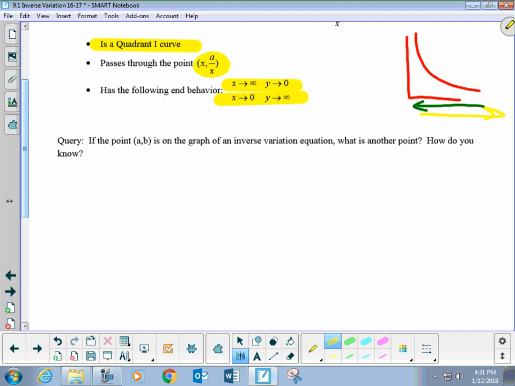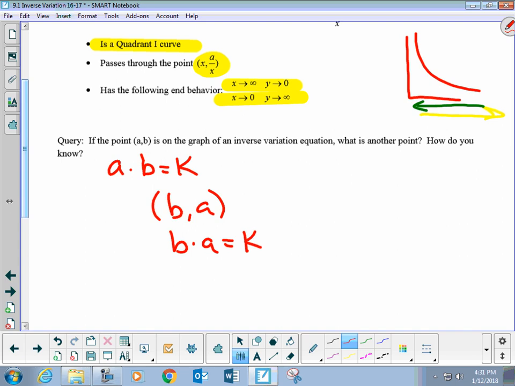All right, if (a, b) is on the graph of an inverse variation equation, what's another point on the graph? How do you know? Well, we just said that a times b has to equal a constant. What order can I write ab in and get a constant? I can write it as ba. Do I not get the same constant from that? Does not b times a equal that same k?